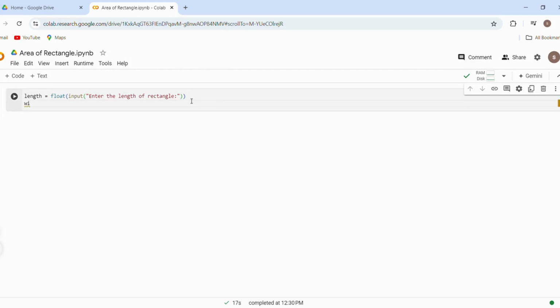After that, width is equal to float of input of, enter the width of rectangle. Okay, next area is equal to length into width. Okay, next we need to print the area.